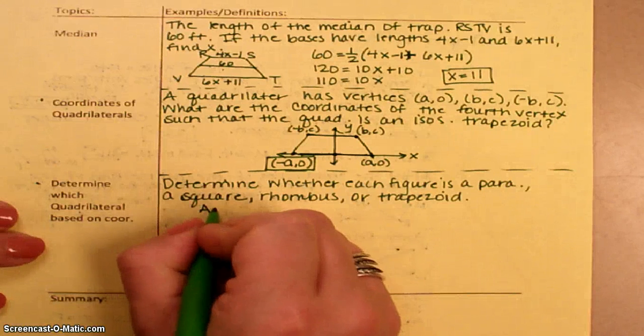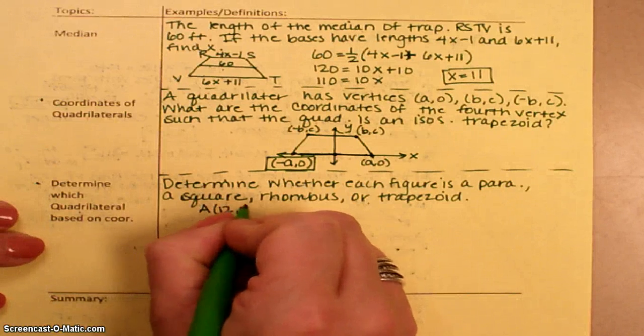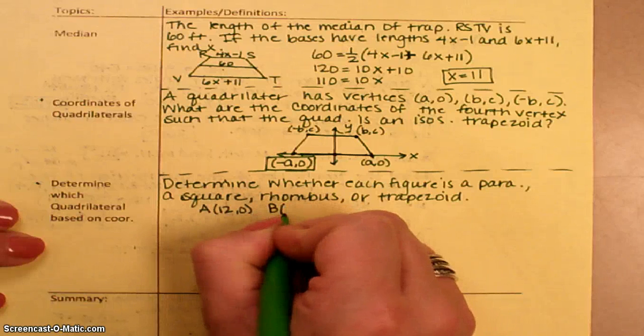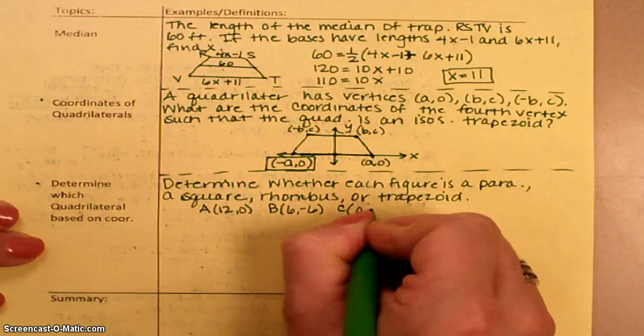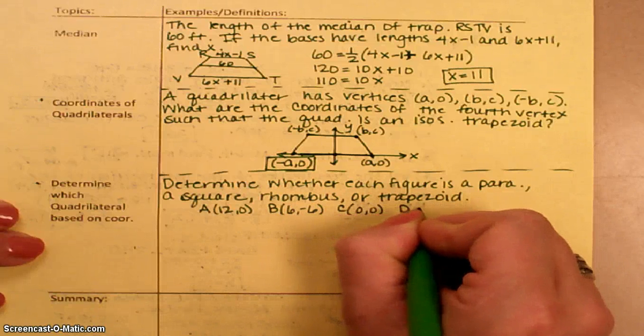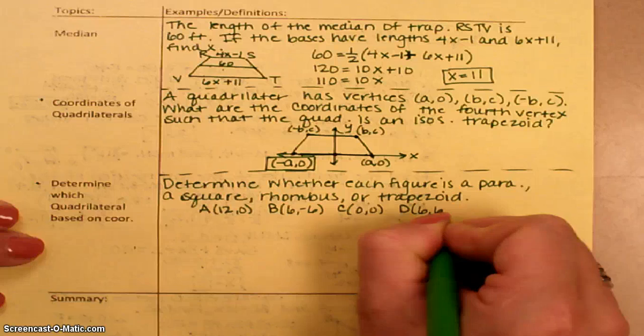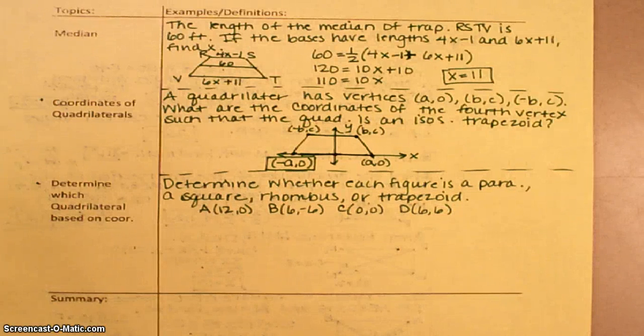Here we go. A is at (12, 0). B is at (6, -6). C is at (0, 0). And D is at (6, 6). Okay, now we're not told it's a parallelogram. We have to determine what it is. So that means we're going to have to use slope and distance.